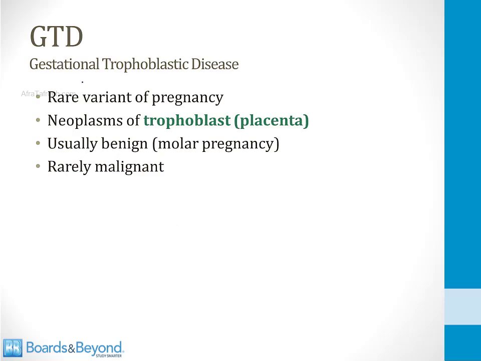Gestational trophoblastic disease is the name given to a number of conditions that are a rare variant of pregnancy. In these conditions, a sperm and an egg come together, but instead of forming an embryo and the placenta, they form a neoplasm. The neoplasms involve trophoblastic or placental tissue, and luckily they are usually benign, including the most common type called a molar pregnancy, but rarely they are malignant and can metastasize outside of the uterus.